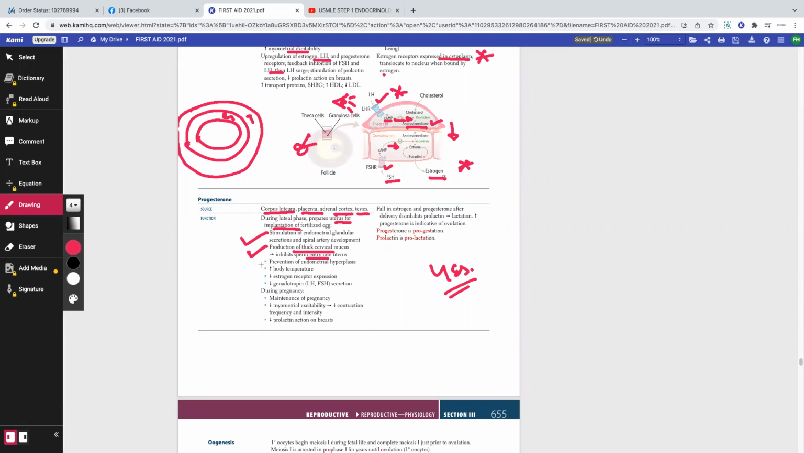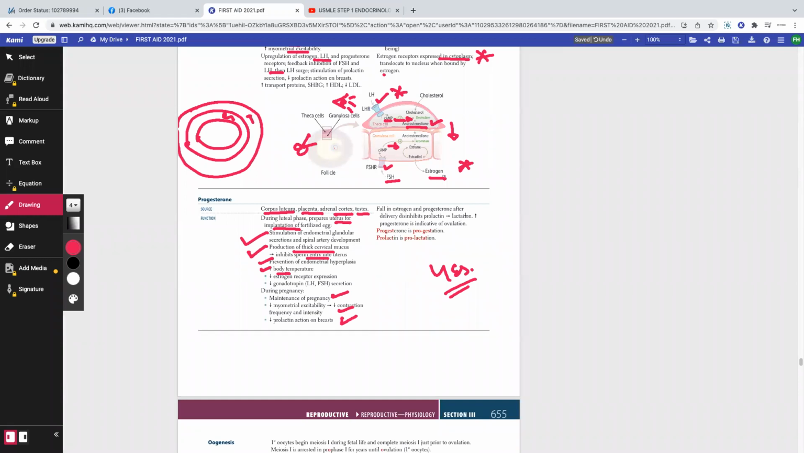Okay, so that's it. Next one is prevention of endometrial hyperplasia, very important. Progesterone increases the body temperature, and this decreases estrogen and gonadotropins, if that makes sense. During pregnancy, progesterone is important for maintenance of pregnancy, decreases excitability, and decreases prolactin action on the breast. Not important, but we are aware of this, so let's move on.